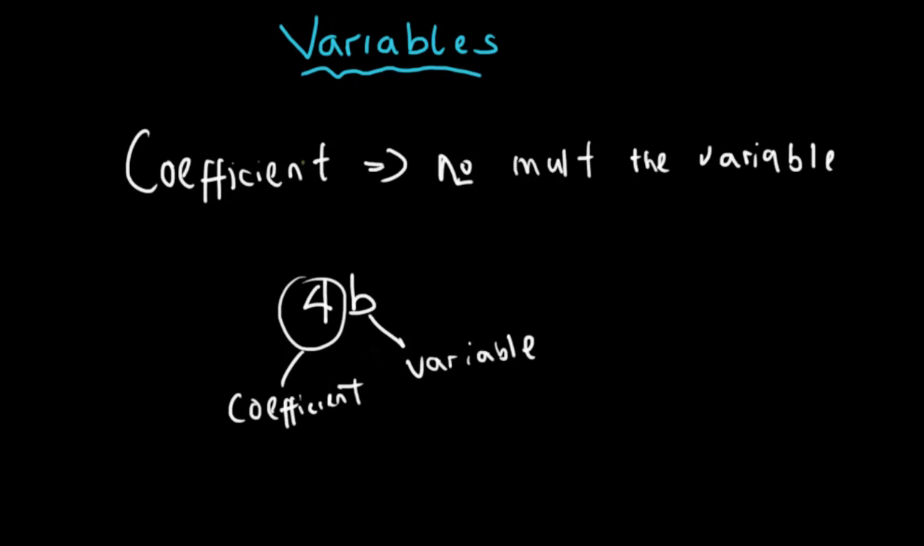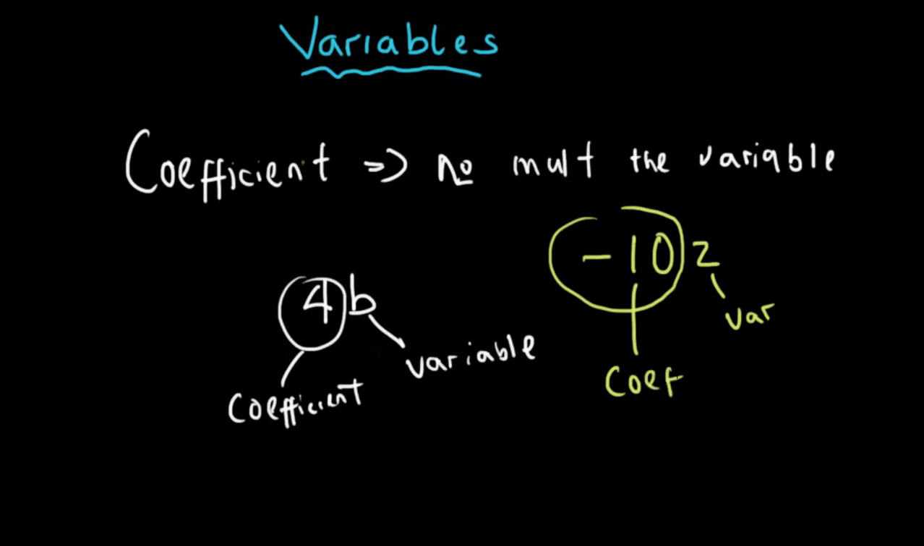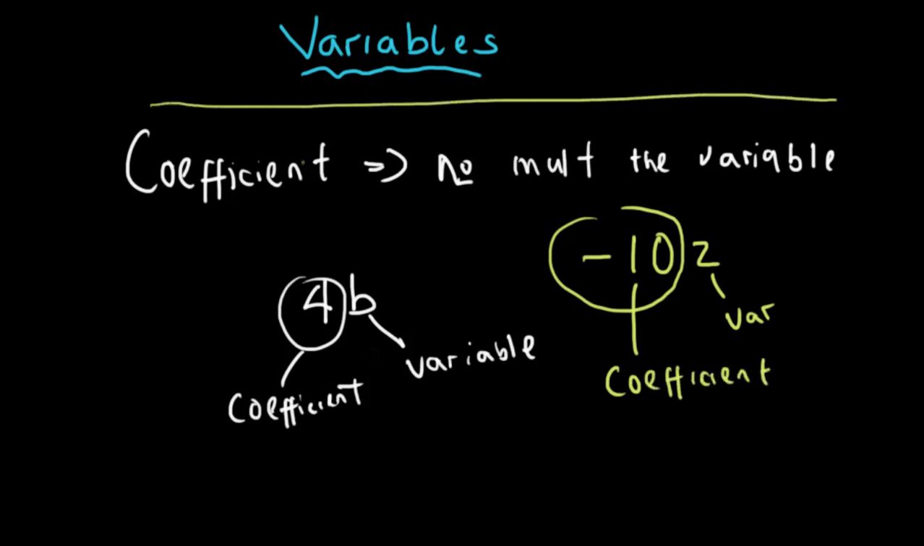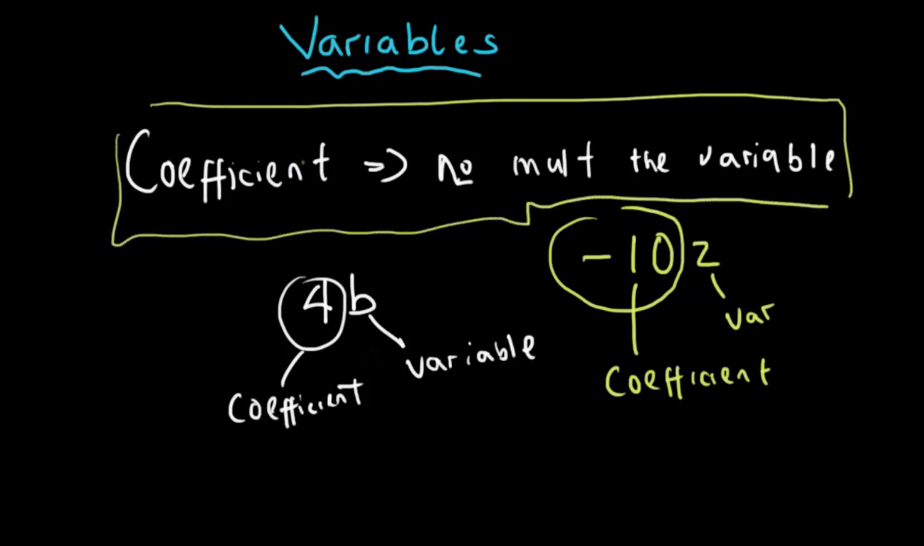Now if I have, say, minus 10z, z is the variable, the number multiplying the variable, which is minus 10, is the coefficient. So don't forget, coefficient is the number multiplying a variable. Does that make sense? Let's take some examples.